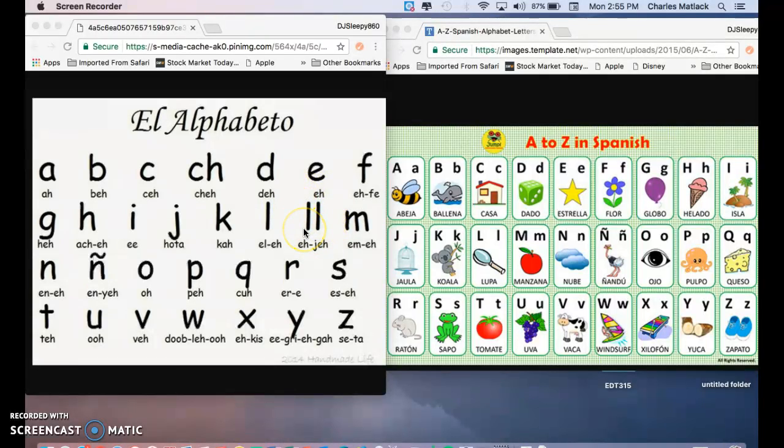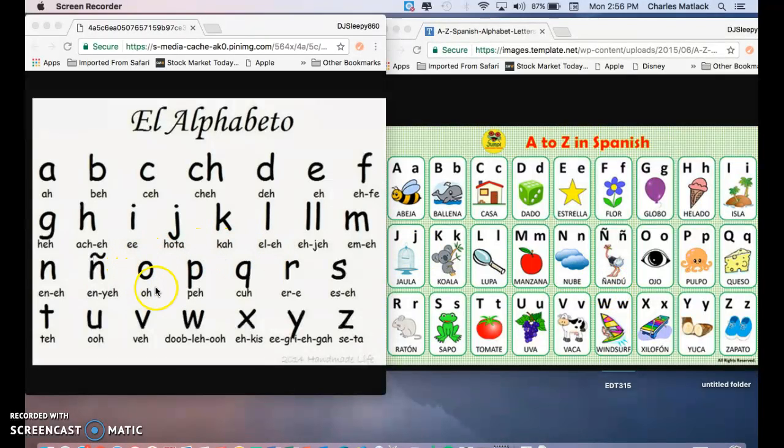ella. Now this again, the double L, many of you have probably seen this. The double L makes a sound like a j sound. So for example, we don't have a letter or item here, but calle. Next we have M, manzana. N, nube. Ñ, ñandu.